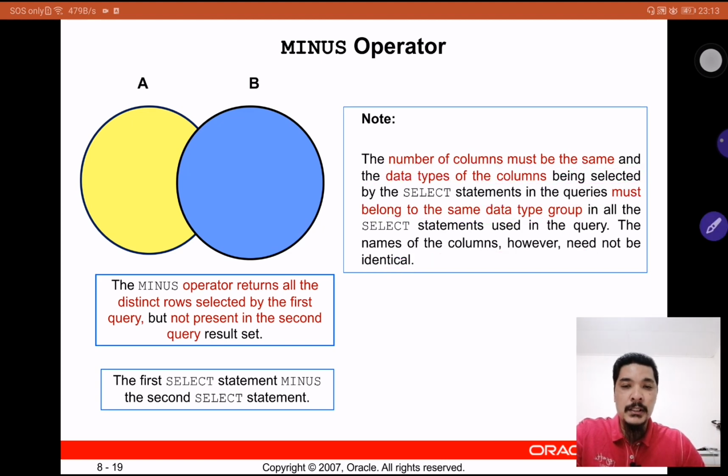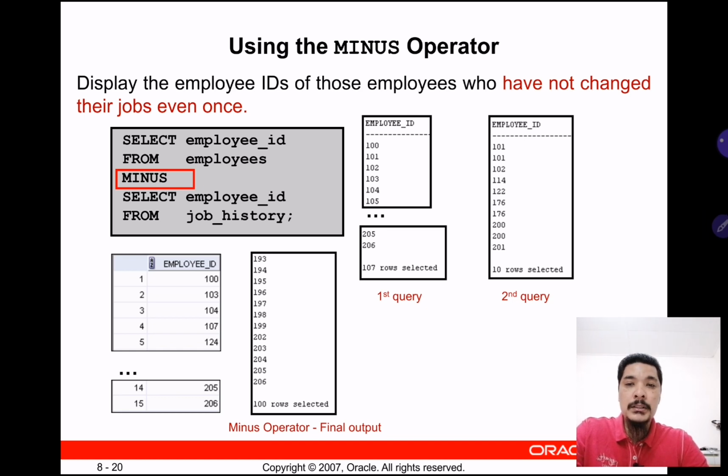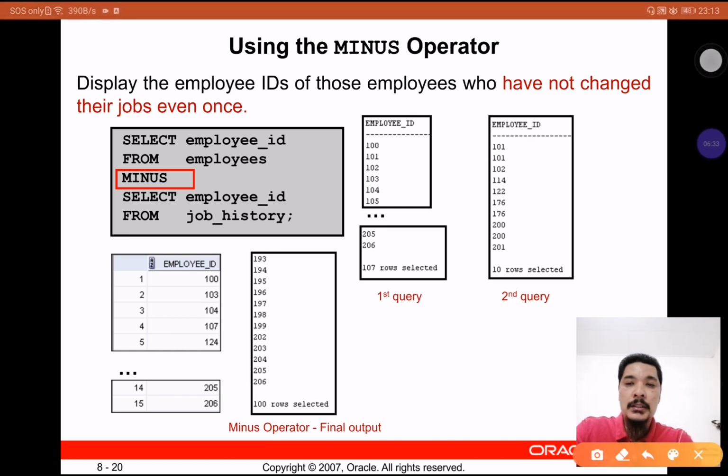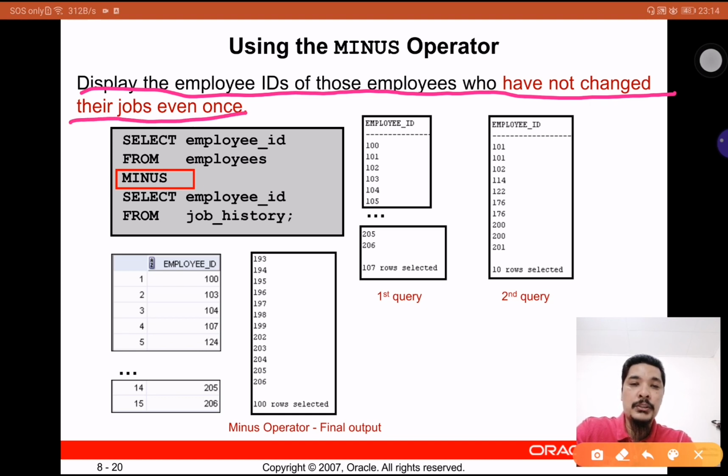So let's move to the next slide. In this SELECT statement, display the job IDs of those employees who have not changed their job even once. So in this situation, we can use the MINUS operator. The number of columns must be the same; here is 1, this is also 1. The data types are going to be the same. If this is a number, this is also a number, and the only difference is that they come from two different tables, employees and job history.